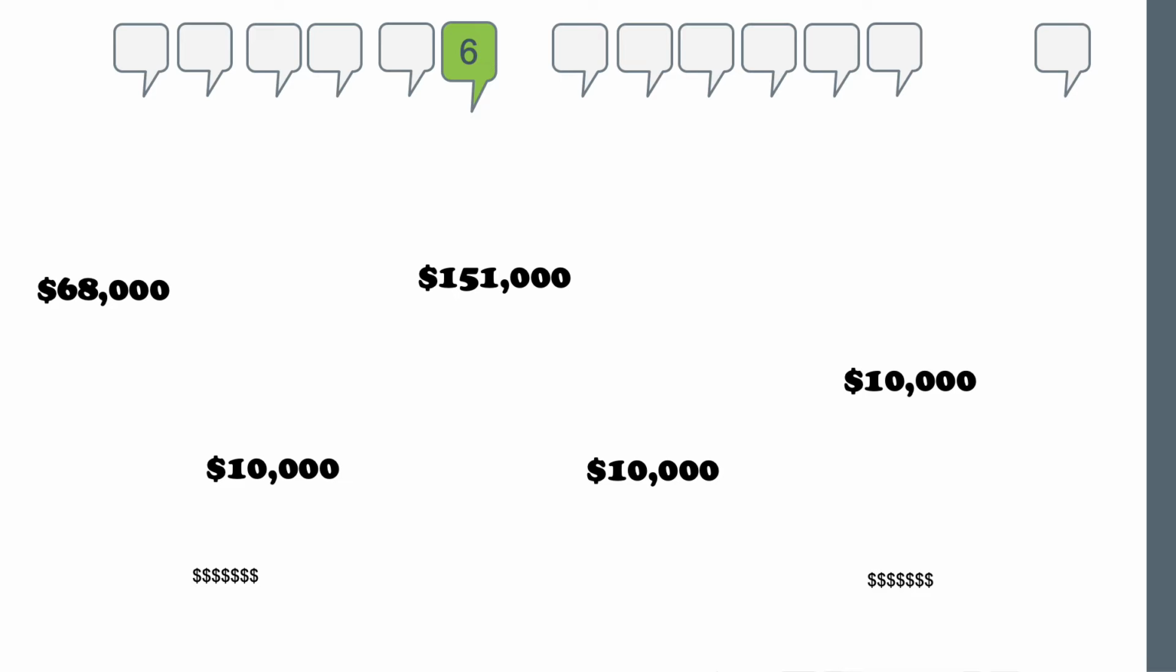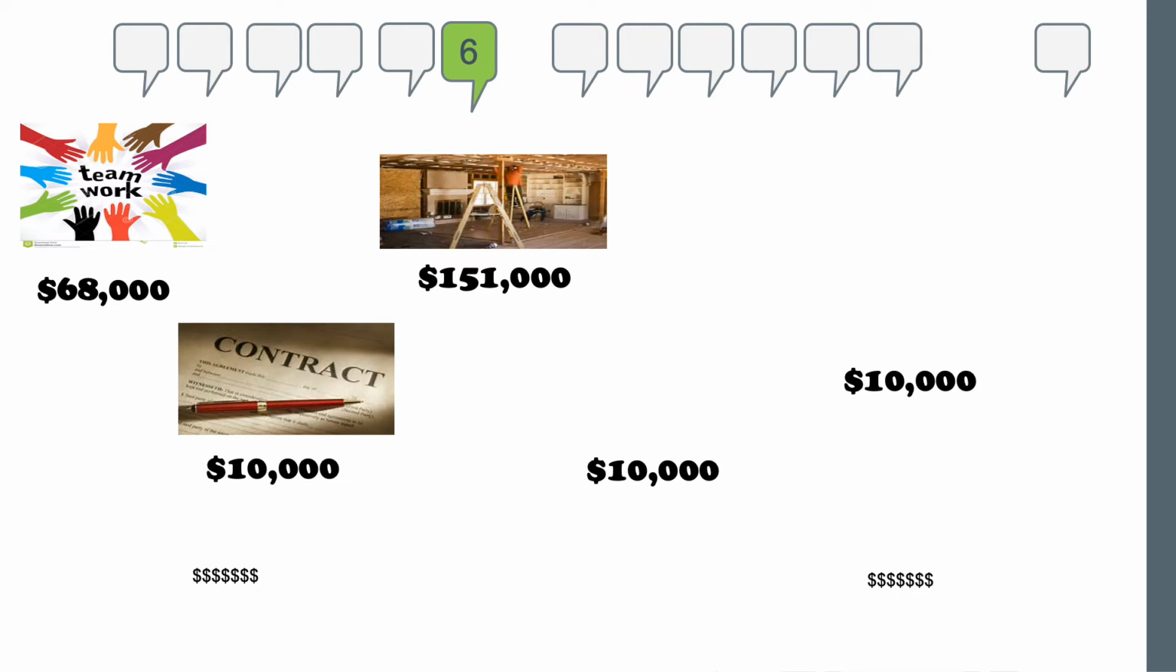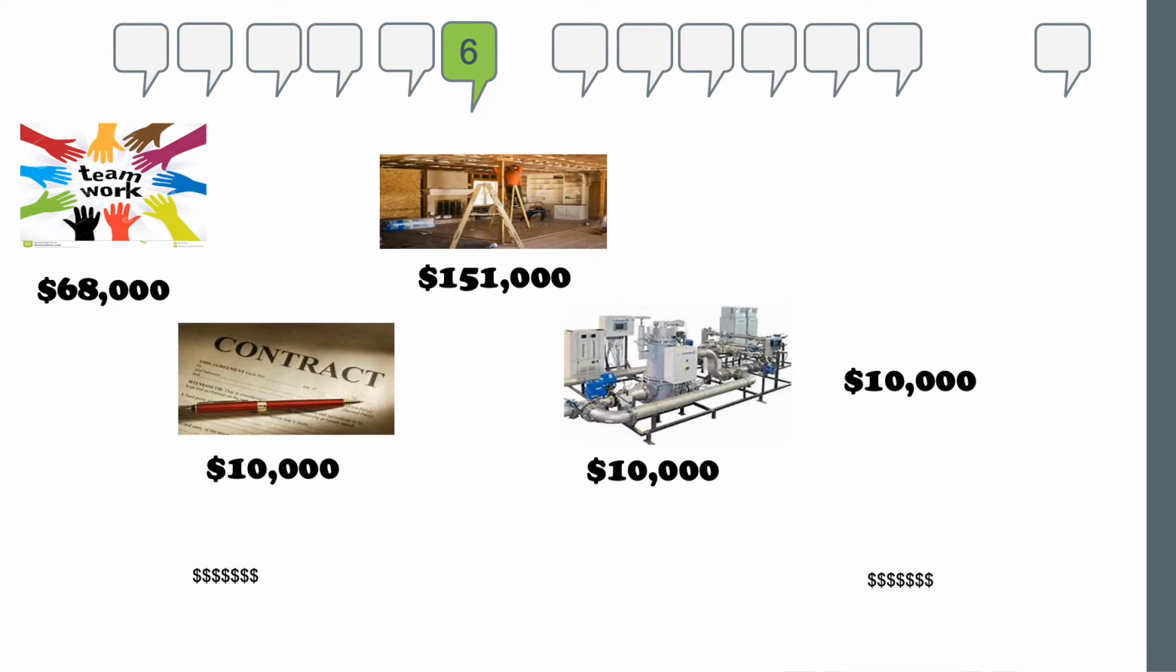And then what we do is we fill them in. In our case, $68,000 for teamwork. That's all the staff cost is going to take for us to do that. The team and the project manager and all the skills that are required is going to cost us $68,000. We're going to spend $10,000 on contracted service. We're going to spend $151,000 to renovate the new building. We're going to spend $10,000 in moving the equipment from where it is now to the new building. And we're going to allow $10,000 for things that we just know that will probably happen.